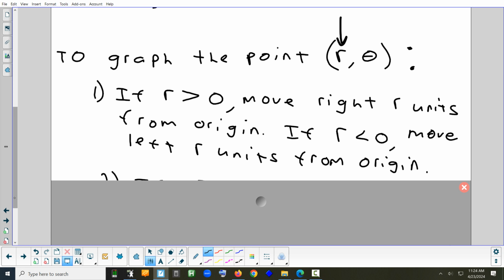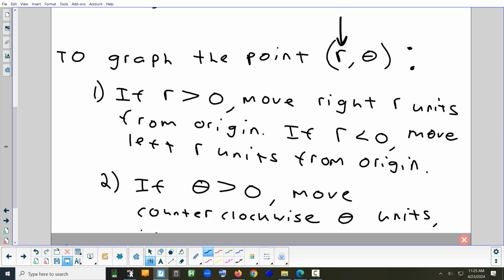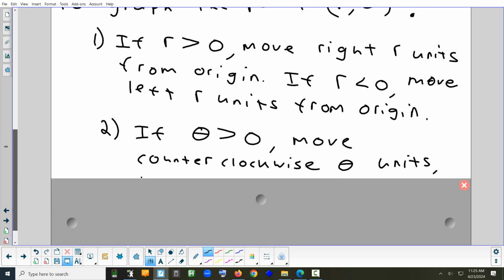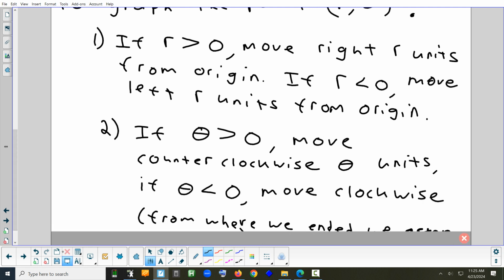Now we're rotating on a circle, so you don't describe rotation using up, down, left, and right. There's two directions for rotation. What are the two? Clockwise and counterclockwise. So theta is either going to be a clockwise or a counterclockwise rotation. If the angle is greater than 0, you're going to rotate counterclockwise. It's the way we've always done it. If the angle is less than 0, we're going to rotate clockwise.